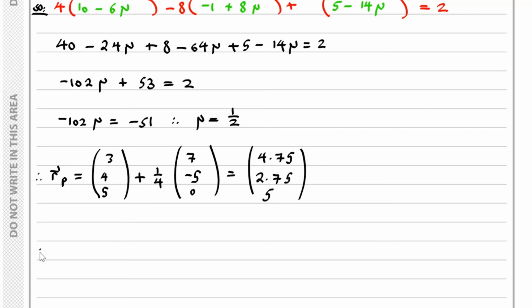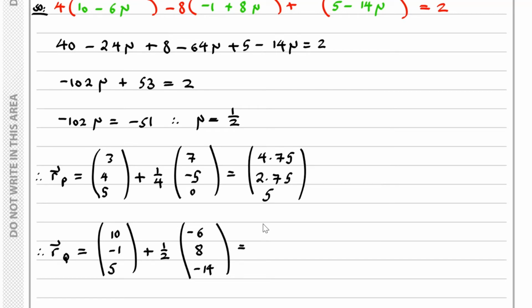Okay, and similarly RQ, that's equal to (10, minus 1, 5) plus 1/2 lots of (minus 6, 8, minus 14). So we have 7, 3, minus 2.